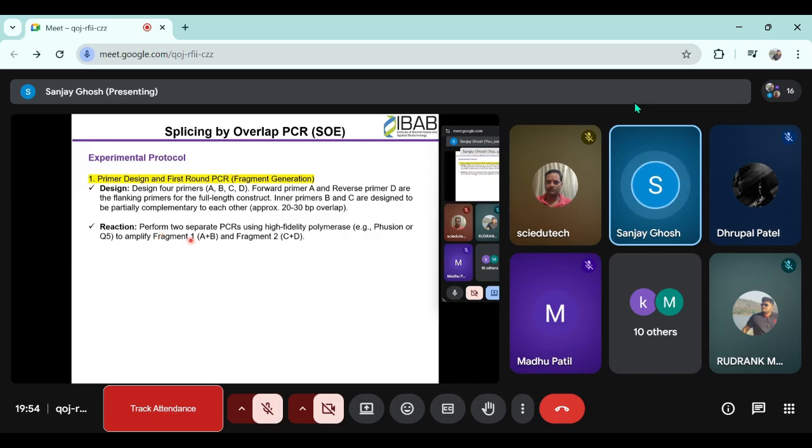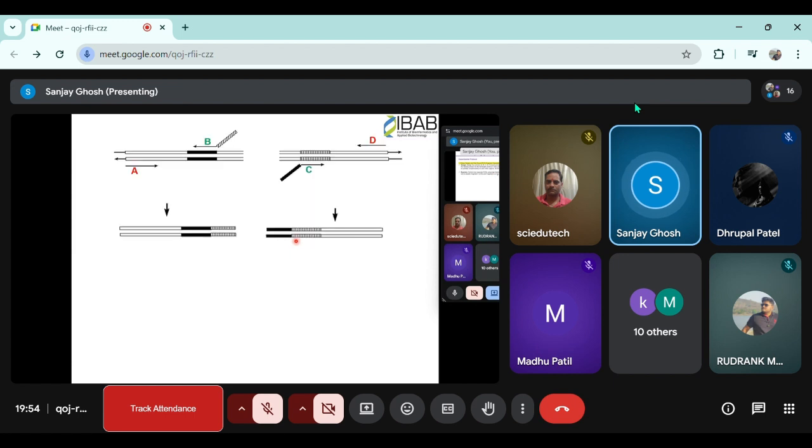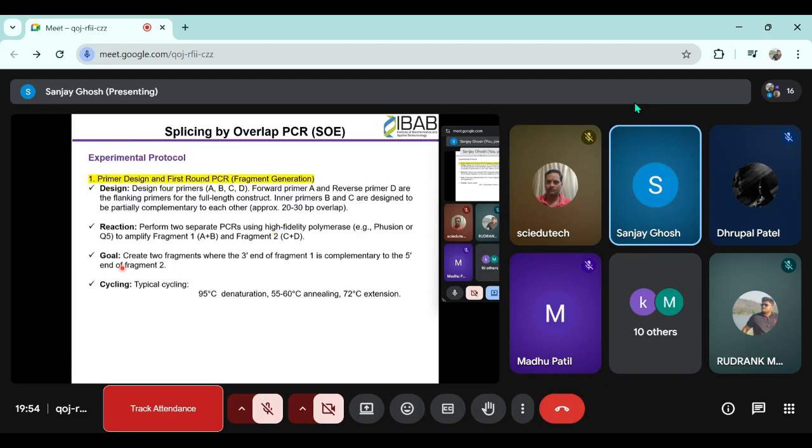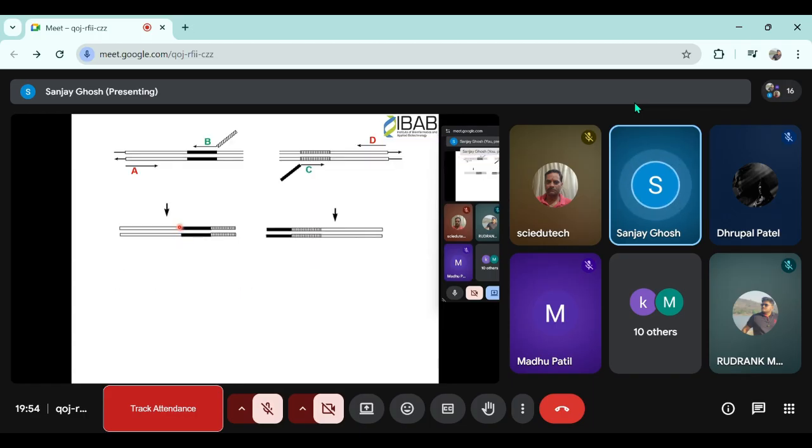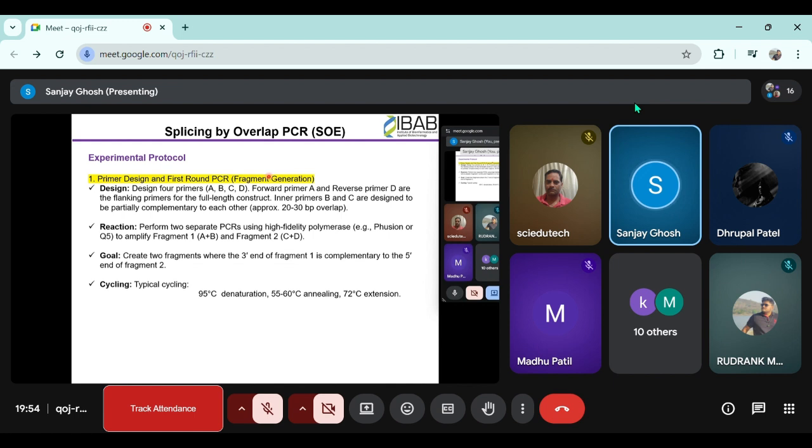So now you amplify fragment 1, which is nothing but A plus B primer, and fragment 2, which is C plus D. So this is A plus B fragment, this is C plus D fragment, right? Because you want to join both of them, so this middle portion is complementary, right? And you do a typical PCR for each of them. That means to get this fragment, you follow normal PCR. To do this fragment, you again do a normal PCR. So nothing is here out of the box. It's simple PCR. But the primer design is different. Chimeric primers. You have to remember that.